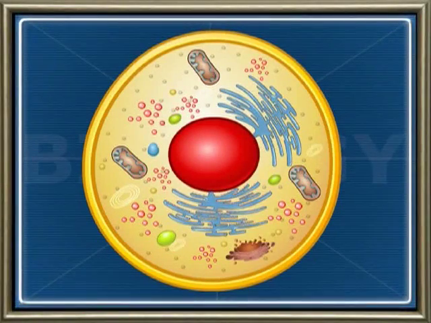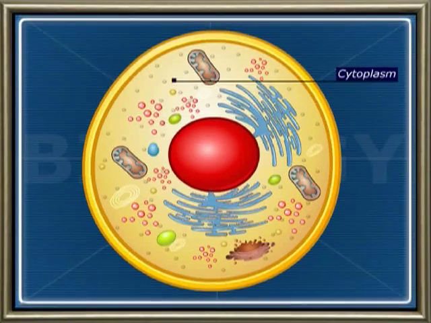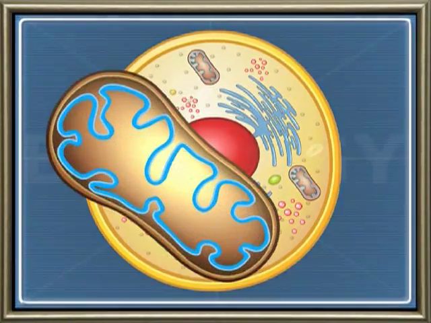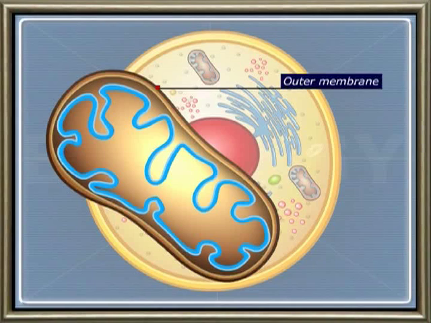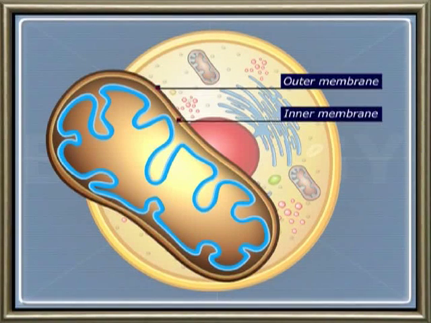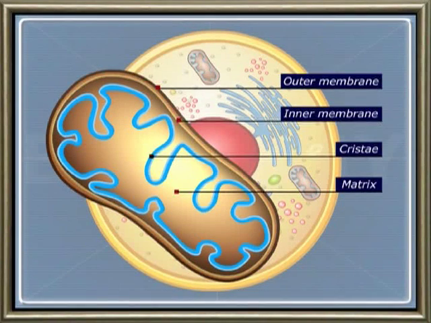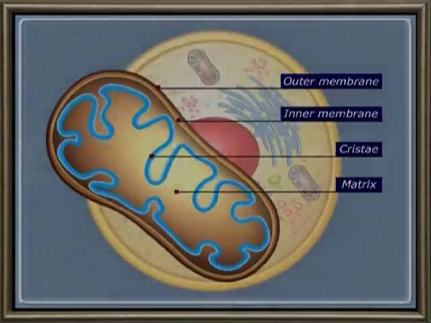Mitochondria are rod-like bodies in the cytoplasm. Externally, they are covered by a smooth membrane. Internally, the lining is folded. These folds are known as cristae. The cristae increase the absorptive surface inside the mitochondria for metabolism involved in respiration.